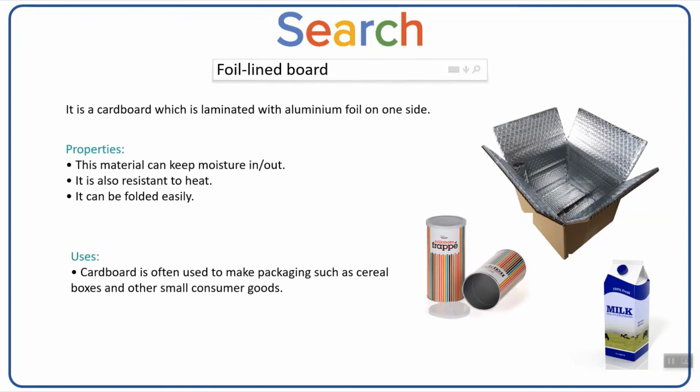For example, the inner parts of milk boxes are foil lined to keep the liquid inside. The boxes, for example, of Pringles are often foil lined.